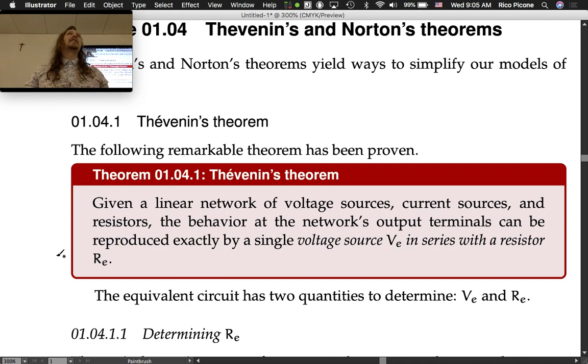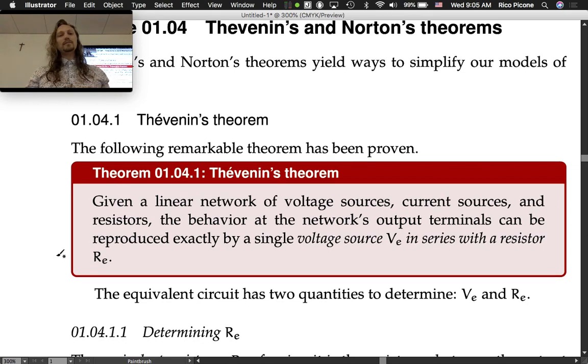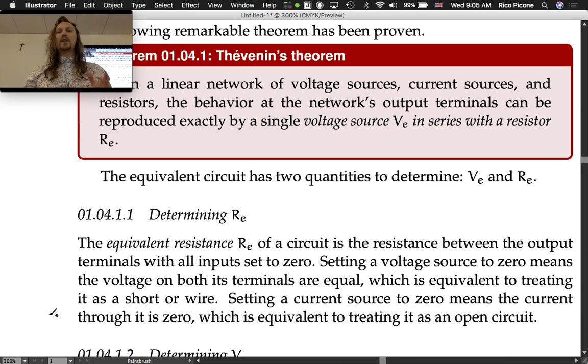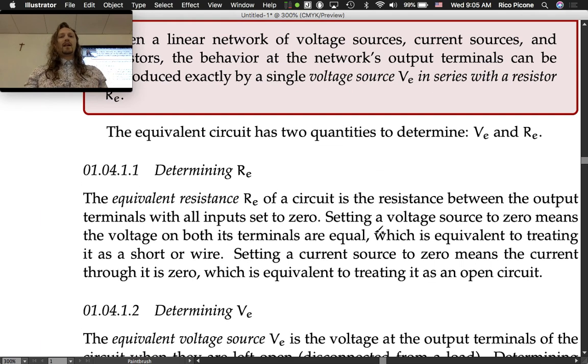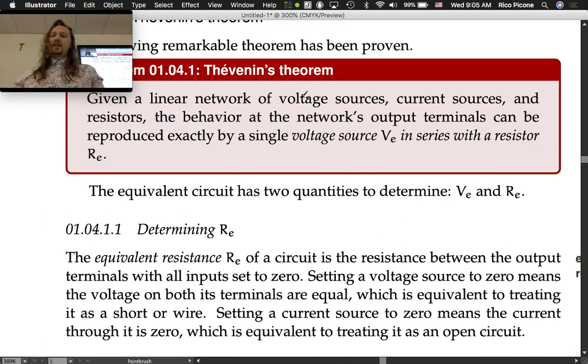So that's a kind of a remarkable idea that you could have thousands of sources and resistors, and you could boil it all down to, at the output terminals, one voltage source or current source and one resistor. Thevenin's theorem says specifically voltage source. Now the question is, what are these magical two values, VE and RE? What is this equivalent voltage source, and what is this equivalent resistance? That's the question we've got.